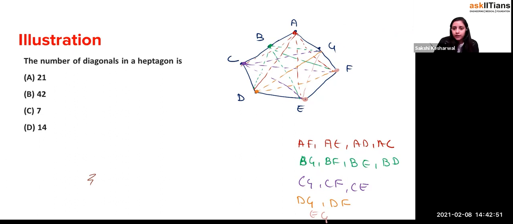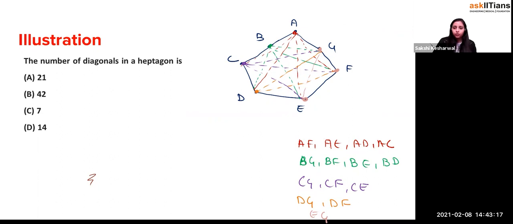See, FG and FE are your sides. So FA already written, FB already written, FC already written, FD already written. No need to worry about it. Now let's go to G. If you see, GA and GF are adjacent sides. So you have GB already joined, GC already joined, GD already joined, and GE already joined. So how many diagonals does it have?